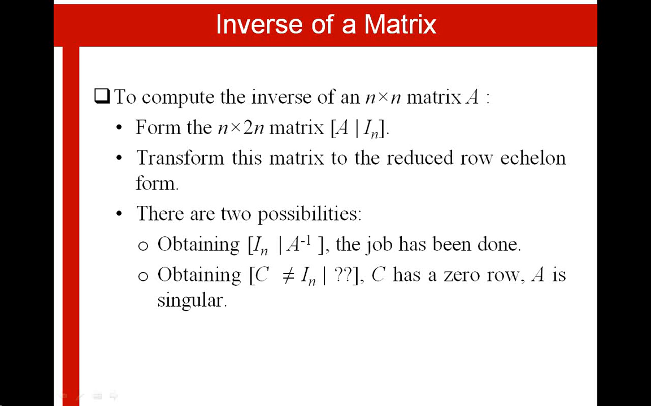Once we do that, we have two possibilities. Number one, if we obtain I on the left side and A minus 1 on the right side, it means that the job has been done and matrix A is invertible, non-singular. If we obtain a matrix C, which is different than the identity, on the left side, it means that C has a 0 row, and the conclusion is that A is singular and A is non-invertible.